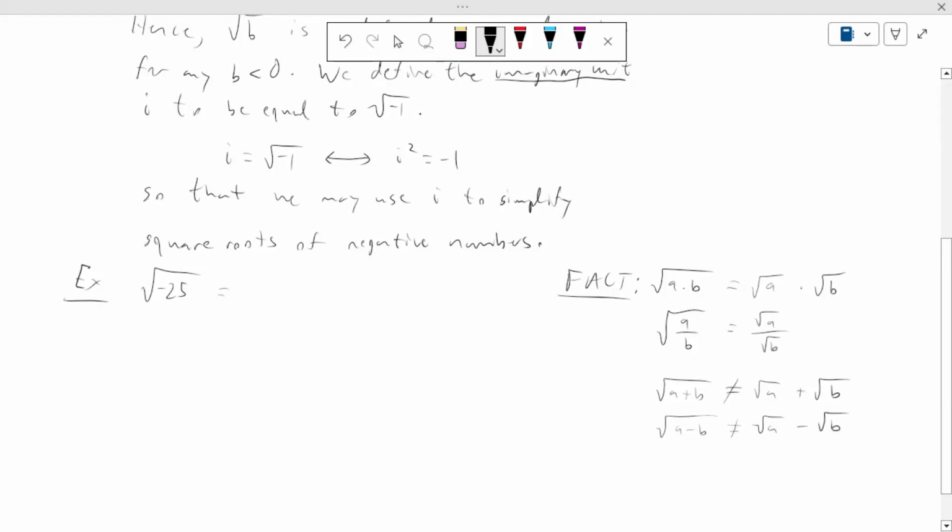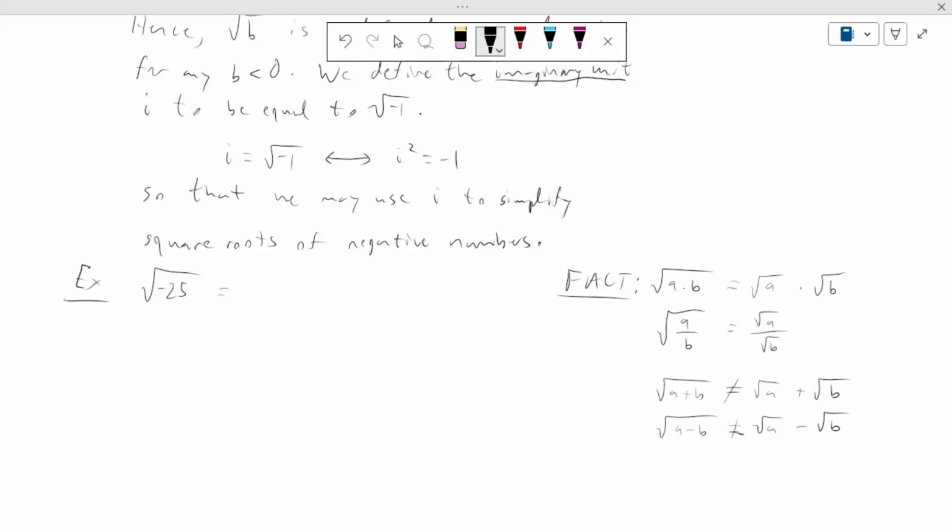Okay, I just want to point that out because this is a really common mistake I'll see on exams, that they'll try to distribute square roots over sums and differences. So don't do that. They only distribute over products and quotients. Okay, fair enough.